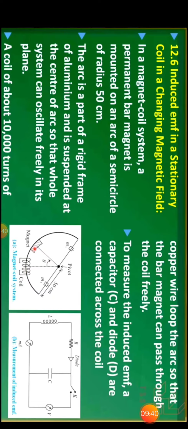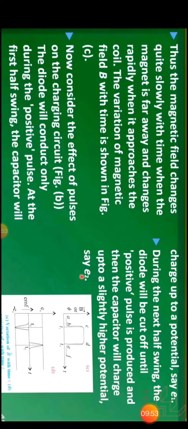To measure the induced EMF, a capacitor C and a diode D are connected across the coil, as shown in B. Thus, the magnetic field changes quite slowly with time when the magnet is far away, and changes rapidly when it approaches the coil. The variation of magnetic field B with time is shown in figure C.